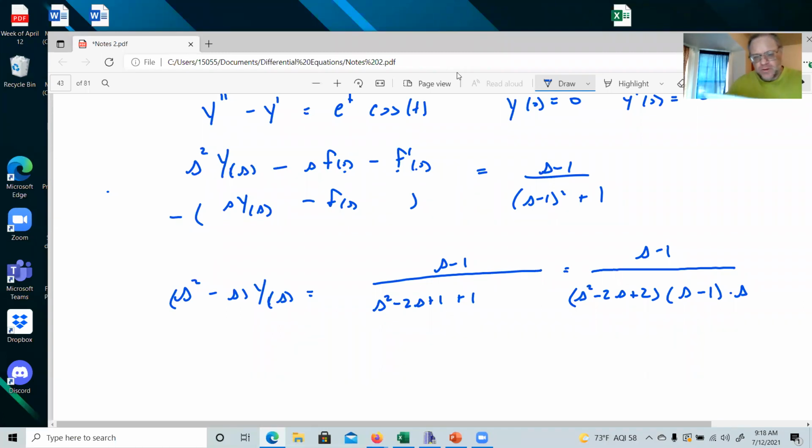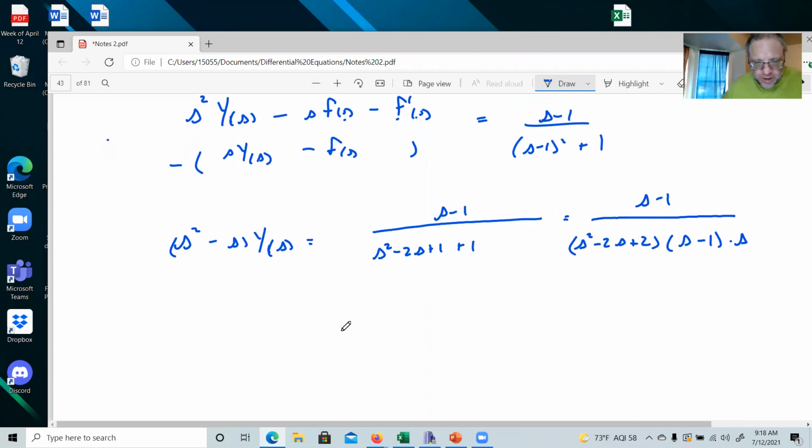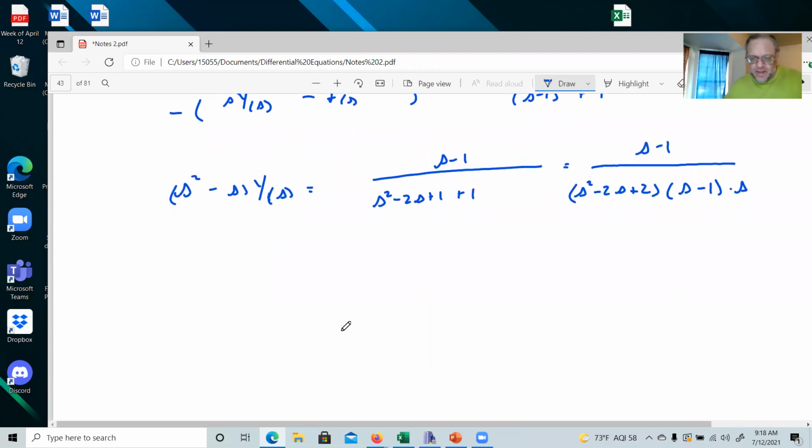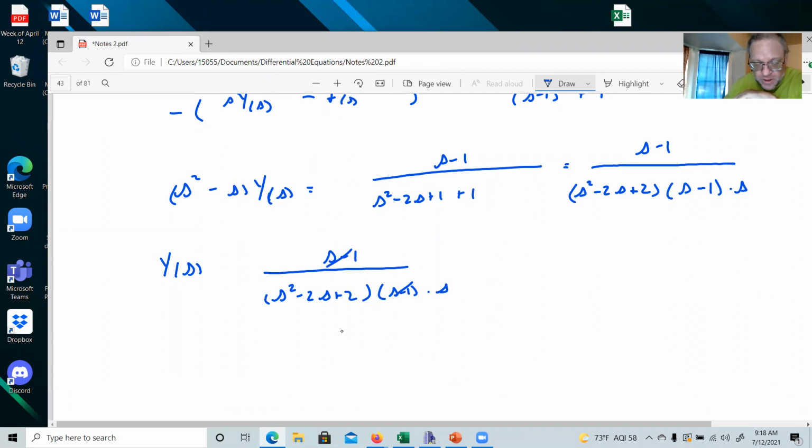Okay. So let's continue. So here we have Y of s, and then we have s minus 1 over this right here, s squared minus 2s plus 2. We have an s minus 1. Hey, that cancels, and it does. You can do that. Okay, so this is just going to be 1 over s squared minus 2s plus 2 times s.